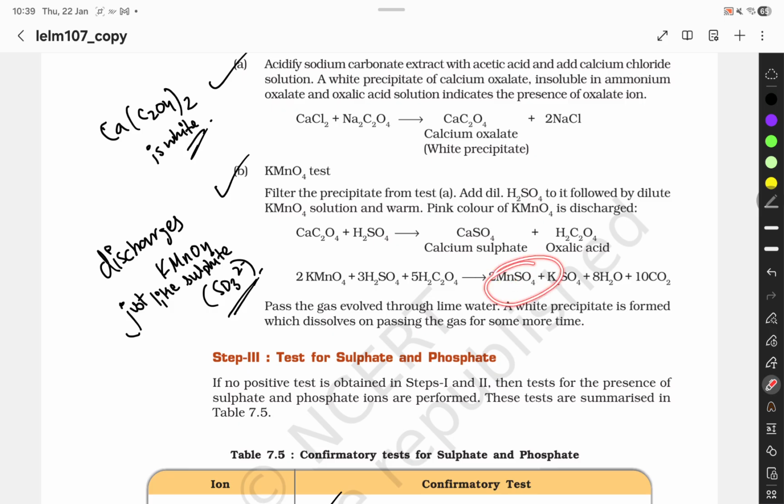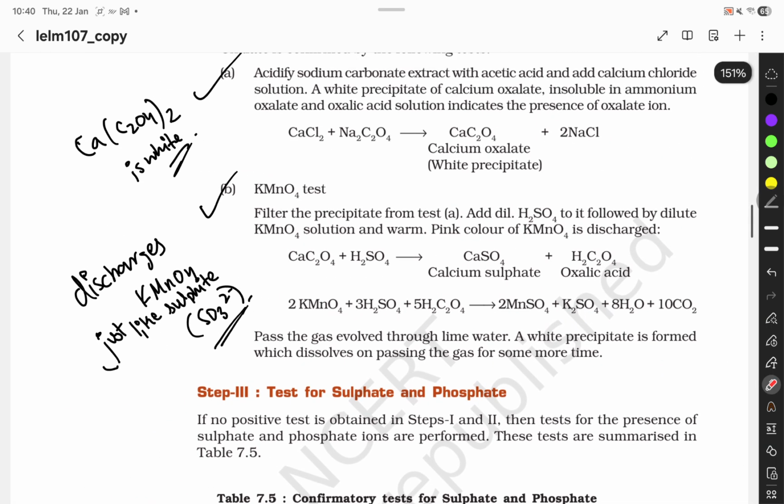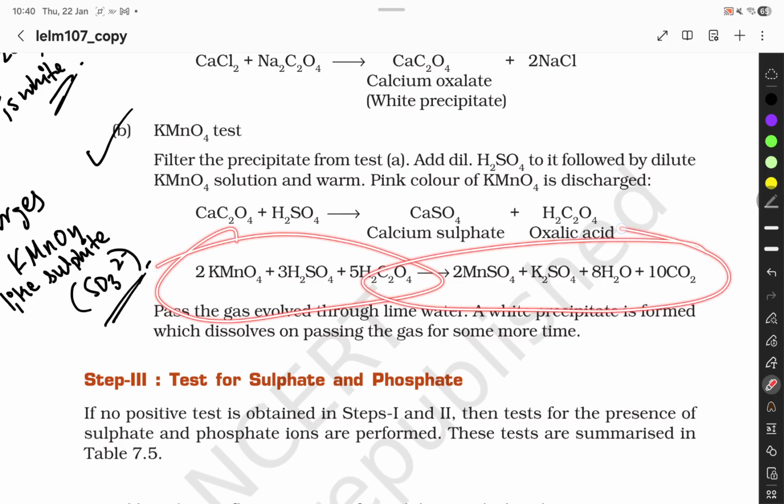The pink color of KMnO4 is discharged, meaning Mn goes from plus 7 to plus 2. So KMnO4 is discharged because H2C2O4 is getting oxidized into CO2. This balanced reaction is very important.